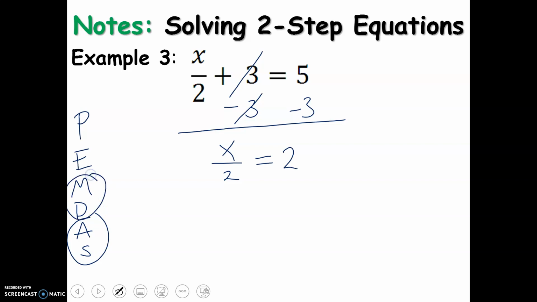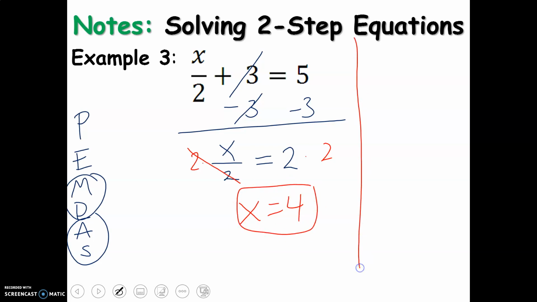Then we ask ourselves, is there any multiplication or division? And yes, there is. On the left-hand side, we see that x is being divided by 2. The opposite of dividing by 2 is to multiply both sides of this equation by 2. On the left-hand side, we have a times 2 and a divide by 2, meaning we have 2 divided by 2, or 1. 1 times x is just x, so they cancel. And on the right-hand side, we have 2 times 2, or 4.